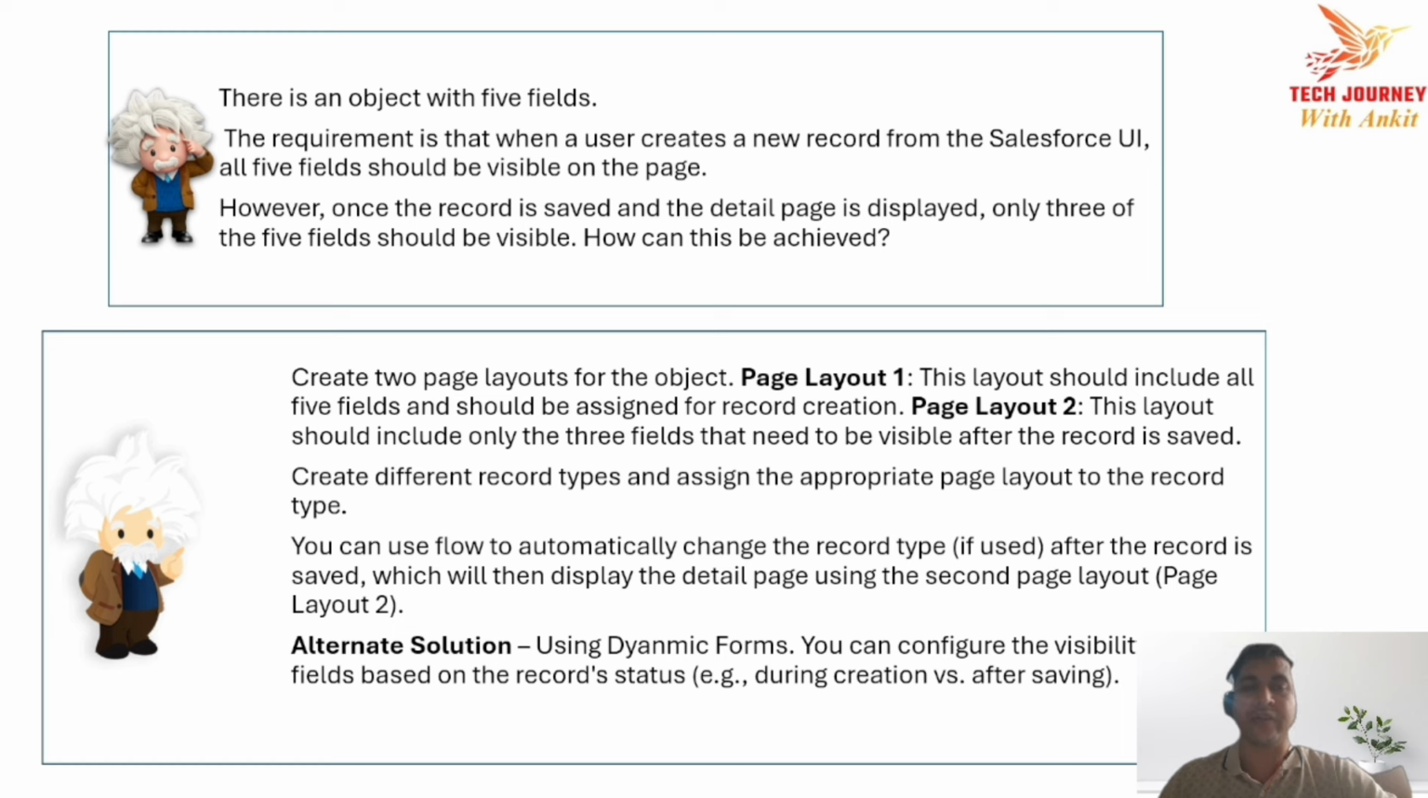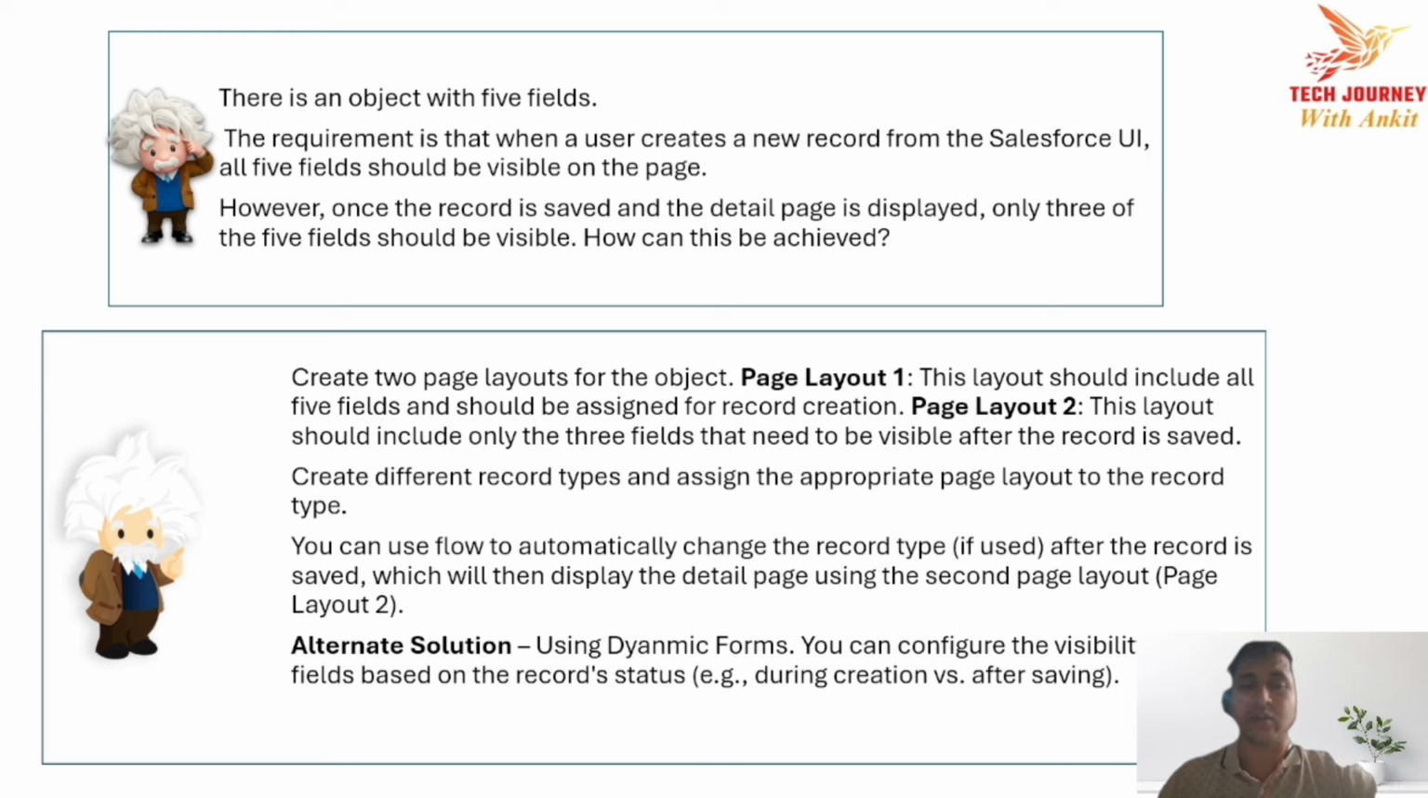The first record type will be available when the record is created. And as soon as the record is created, we will take the help of a flow to change the record type ID, so that the updated record type ID value will be tagged to the other page layout. So in this solution, we will be using 2 page layouts, 2 record types, which will be tagged to each page layout, and one flow, which will change the record type ID for the record as soon as the record is saved.